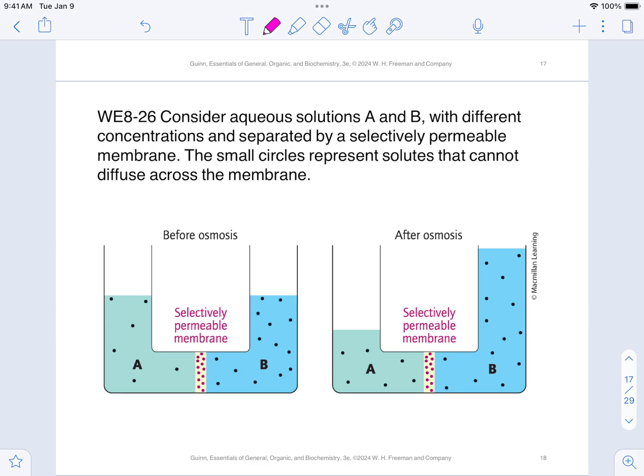So here, again, is the same idea, before osmosis versus after osmosis. And we're going to have questions on the next couple slides. So if you want to pause them before I give you the answer, that would be a good thing to do.